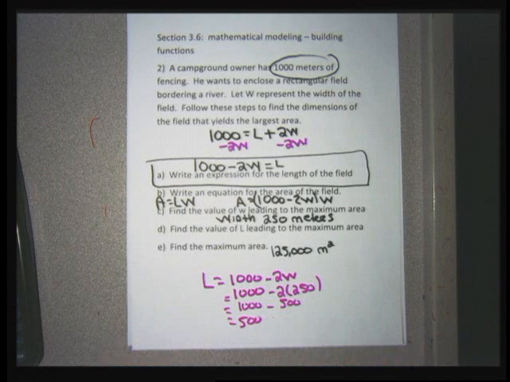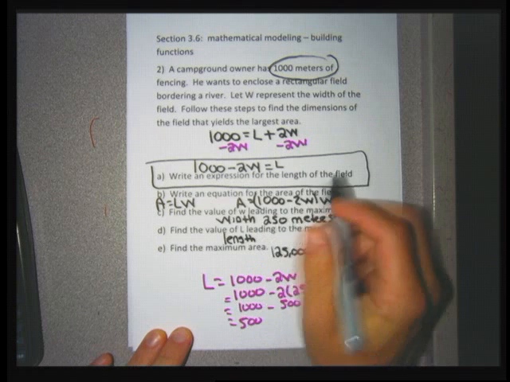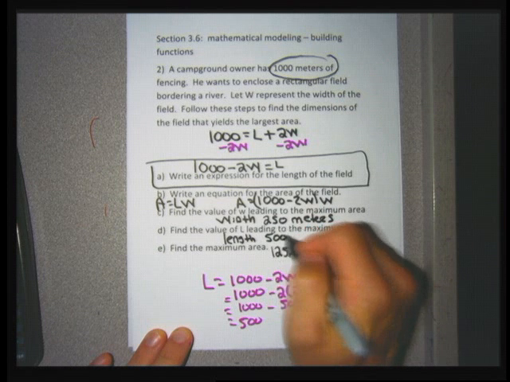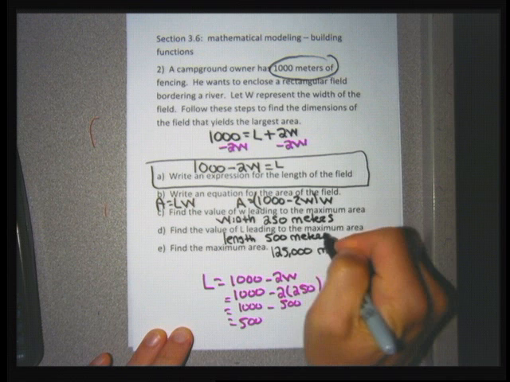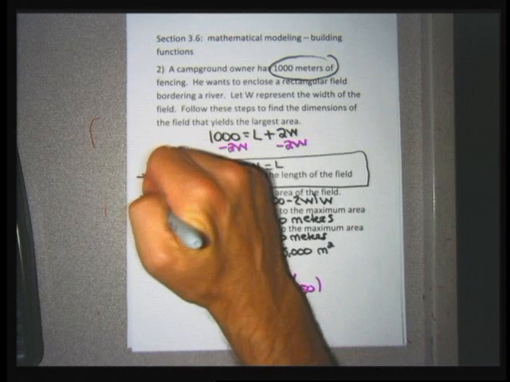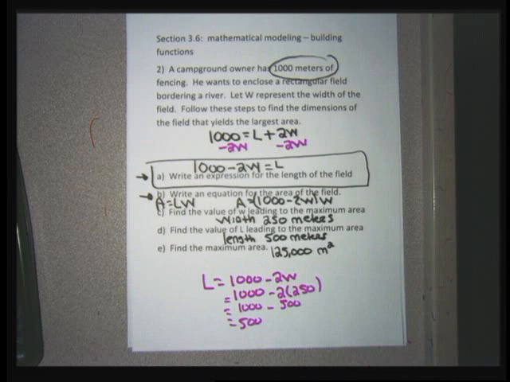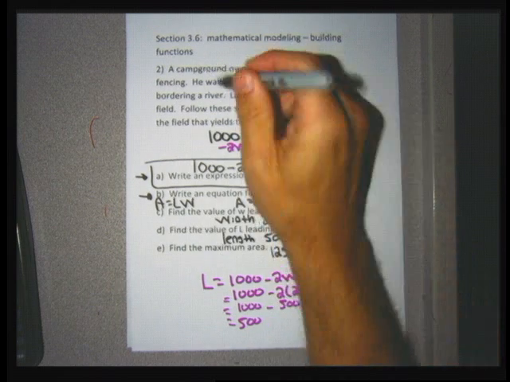And the optimal length is going to be 500 meters. So for part D, the optimal length, the length of the dimensions that will give the maximum area, is 500 meters. That's everything that needed to be answered. Ultimately, it's only part A and part B that I have to be pretty clever to get. Part C, D, and E, I'll either get from my calculator or from the formula that I created in part A.